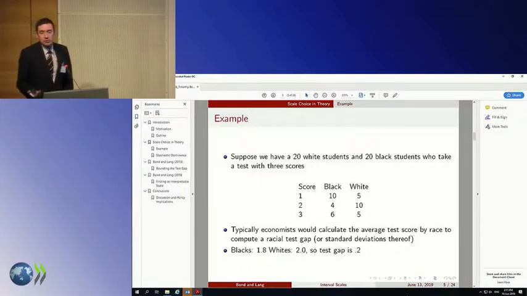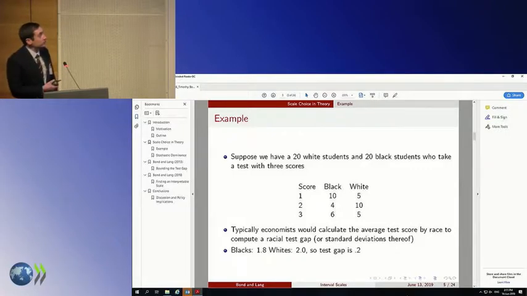We're interested in measuring the black-white test gap. The test has only 3 scores, 1, 2, and 3. We have a distribution of scores by race across these scores. So if we showed these data to some economists who were interested in measuring the black-white test gap, what would they typically do?